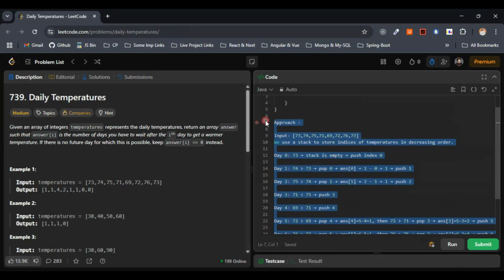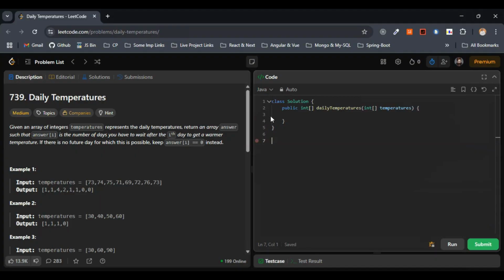Let's quickly discuss the complexities. What would be the time complexity and the space complexity? The time complexity would be big O of n. Why will it be big O of n? Basically, each element is pushed and popped at most once from the stack. We have seen this from the approach.